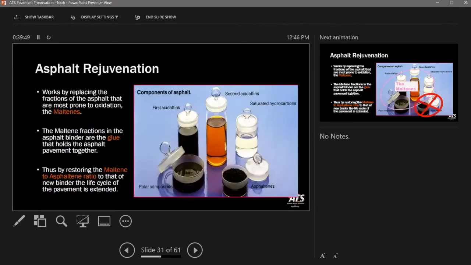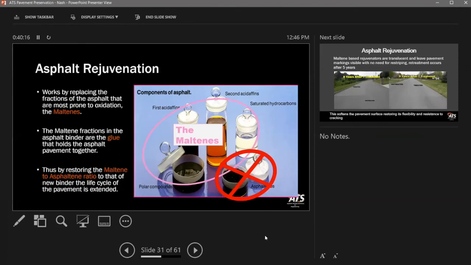So let's look at the fundamental idea of asphalt rejuvenation. We're looking at the chemistry, so the nerd part of asphalt rejuvenation. You have two main components of the asphalt: your asphaltenes and maltenes. If you think of spaghetti and sauce, the maltenes are the sauce part.